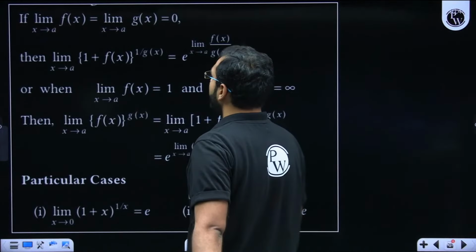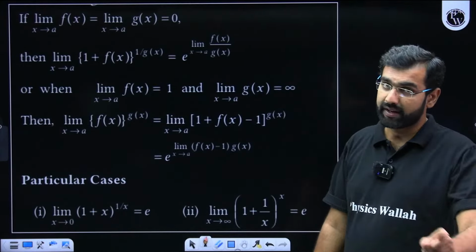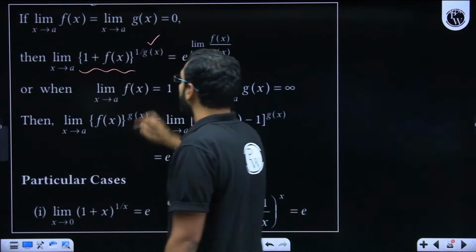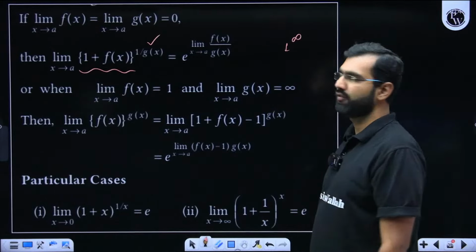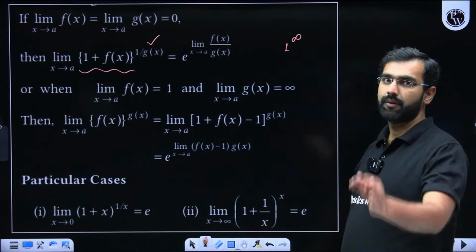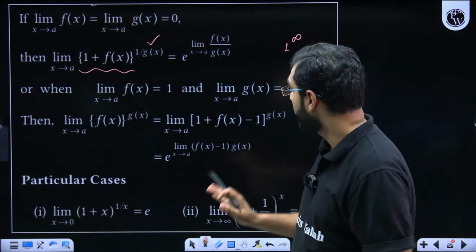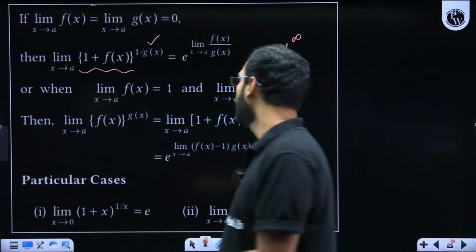Now, if f of x and g of x both are approaching 0 when x is approaching a, which means if I'm given the expression (1 plus f of x) raised to the power 1 by g of x, then it is a 1 to the power infinity form. Then there is a direct shortcut. JEE is in love with this particular formula. They ask a question every year in almost every shift. How do we use it?